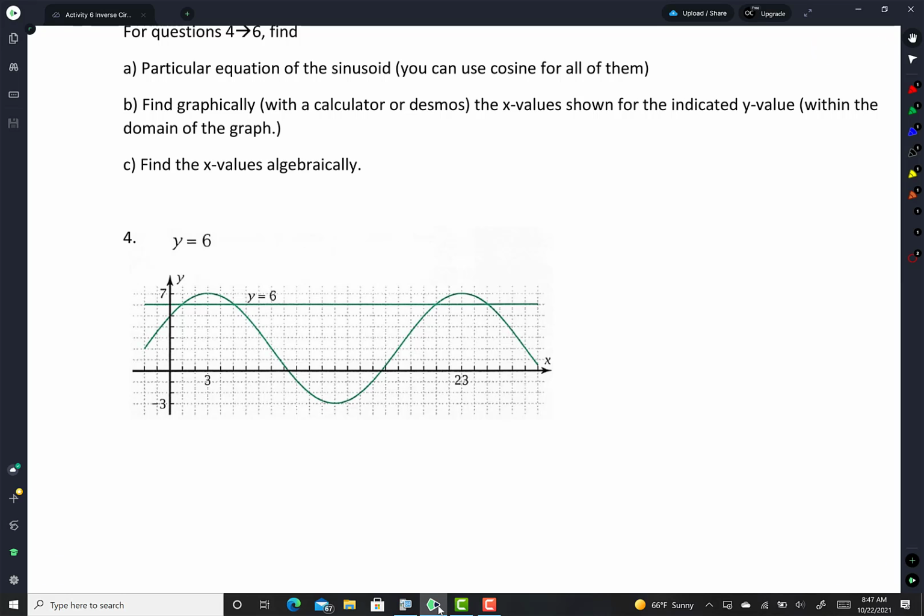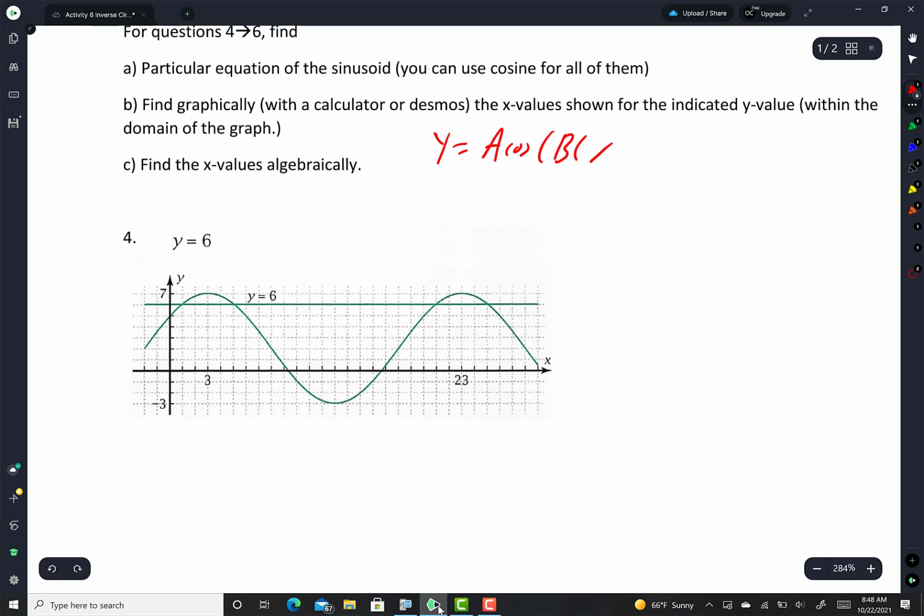You can use cosine for all of them. Since all we've been doing is inverse cosine, it's probably best to do cosine with this graph. So I'm going to write y equals a cosine b times (x minus c) plus d, just going down the alphabet.